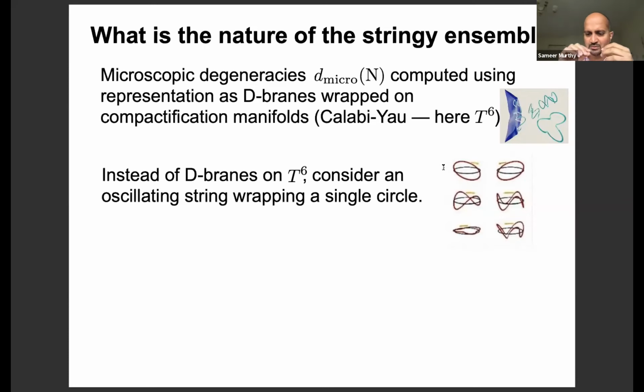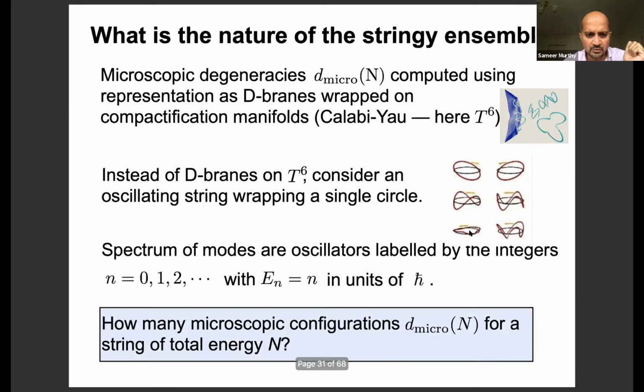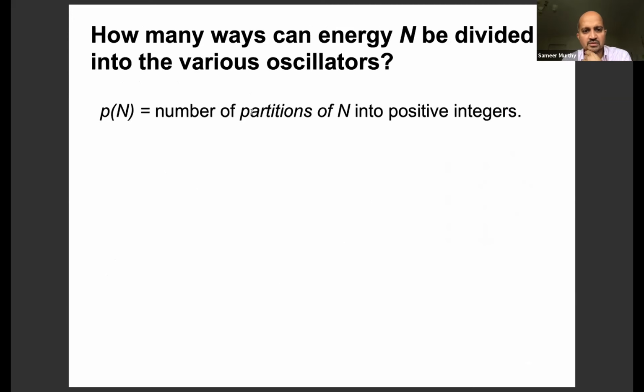And this is a very simple problem. You solve the Laplace equation, and you have some oscillators. This is 1 oscillator, 2 oscillators, 3 oscillators, etc. And the problem now becomes, given some energy, how many ways can I put that energy on the string? In other words, divide that energy into these various oscillators. Okay, each oscillator has energy. Now, this problem is the same problem as asking how many ways can an integer n be partitioned into smaller integers. So let's just run through it.